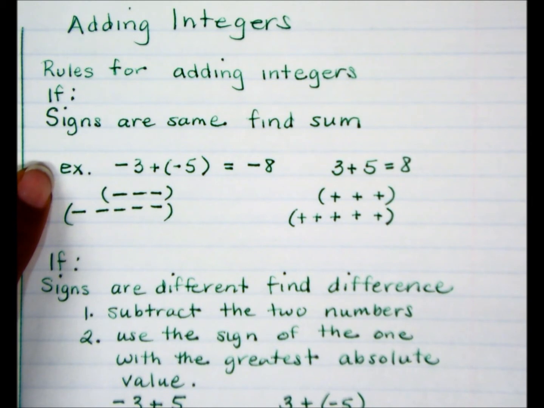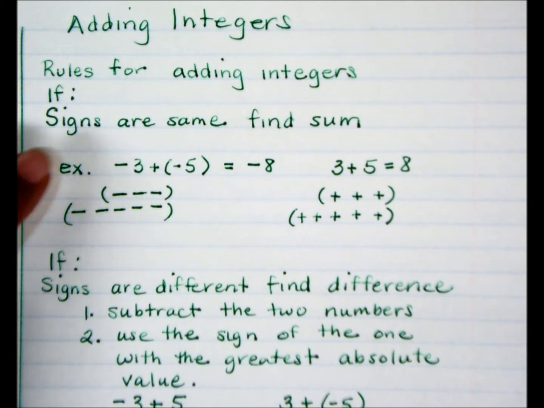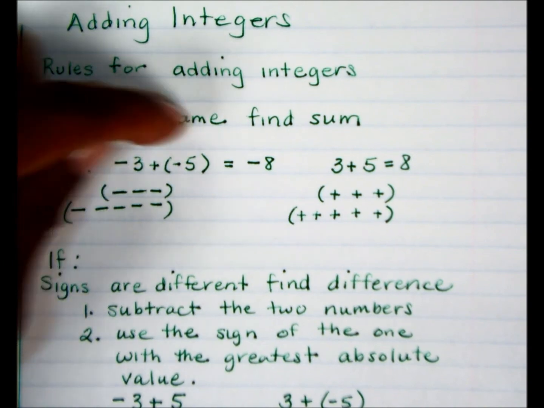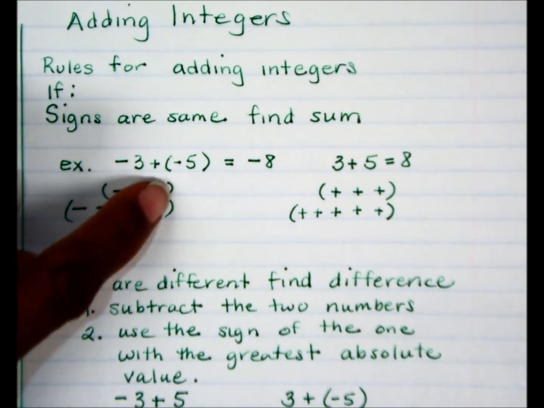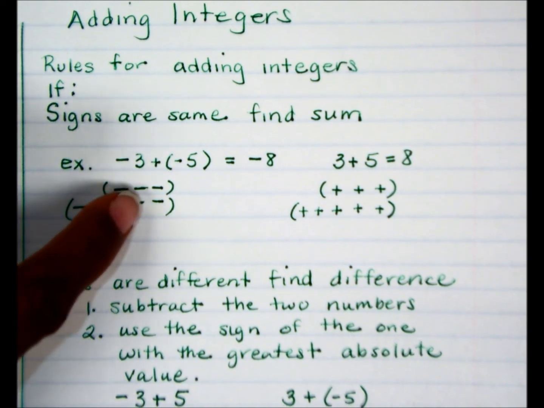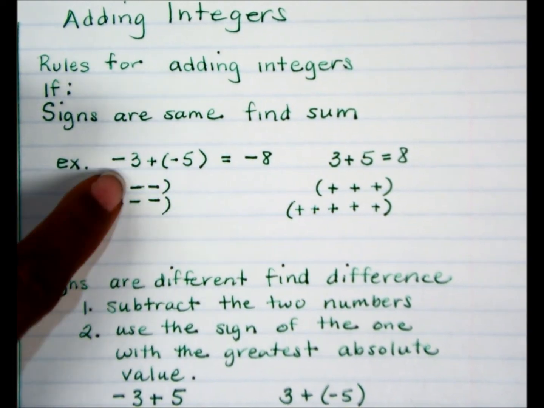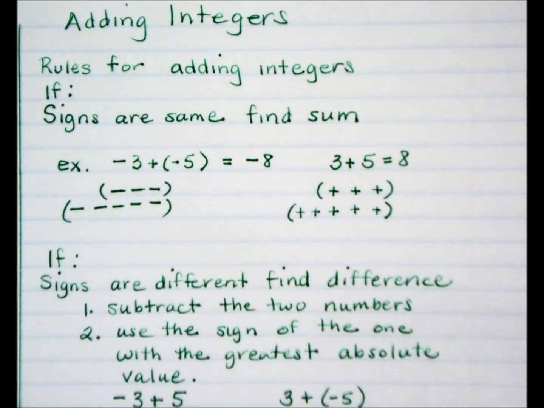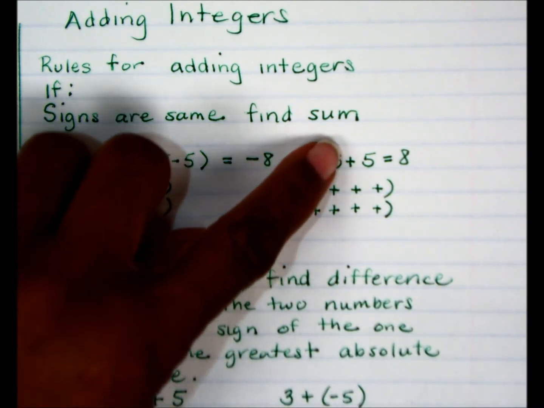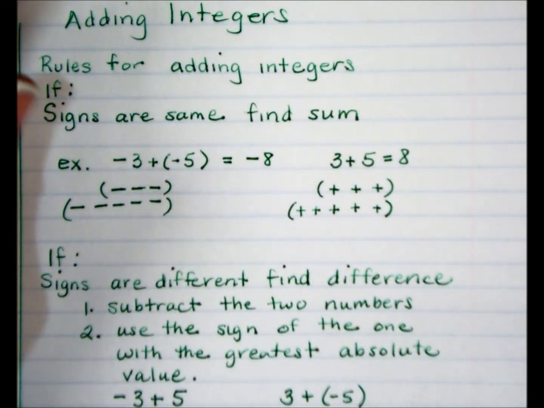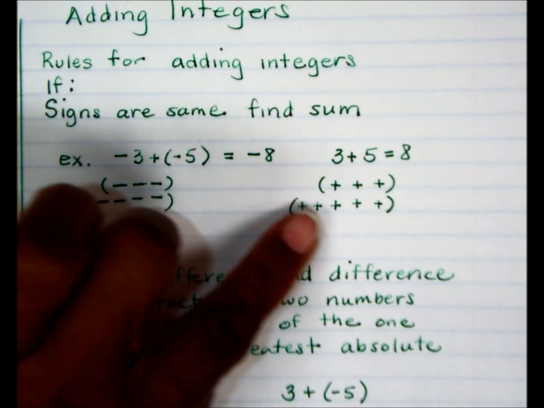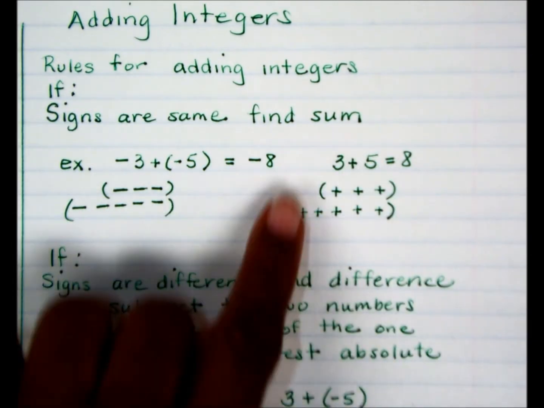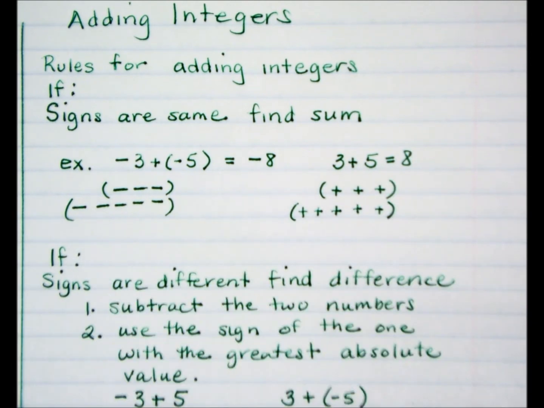So let's look at this first example. It says -3 plus -5. The signs are the same, -3 and -5. So here's a model of it. There are 3 negatives here and 5 negatives here. We add those together. We've got 8 negatives, -8. Over here we have +3 plus +5. And so I wrote 3 positives and 5 positives. And since they're all alike, we add those together and we get a +8. So if the signs are the same, find the sum.